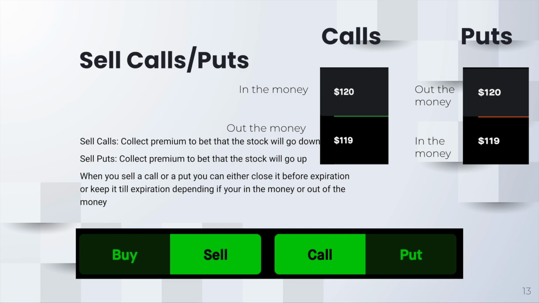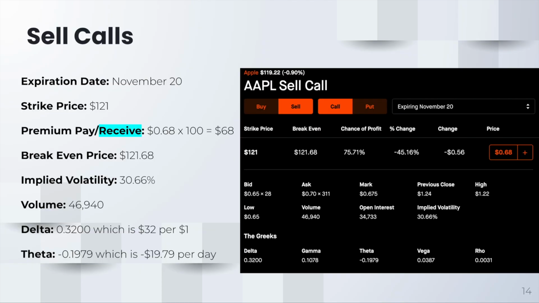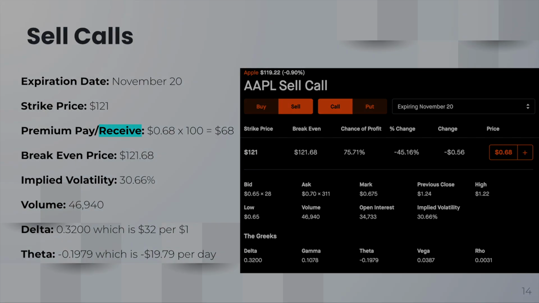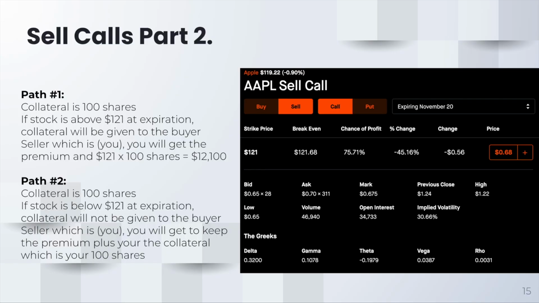Moving to a sell call example. The only thing different about it from buying a call is that you will be collecting premium. Now there are two options that you can go about. Path number 1. The collateral that you will be putting as a seller is 100 shares. If the stock is above $121 at expiration, collateral will be given to the buyer and the seller, which is you. You will get the premium and $12,100, which is $121, the strike price, times 100 shares.